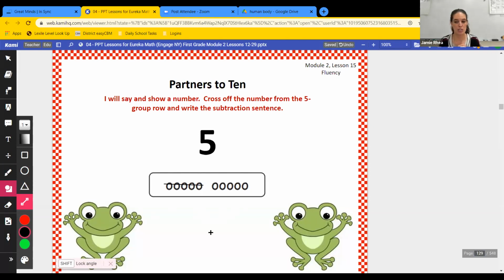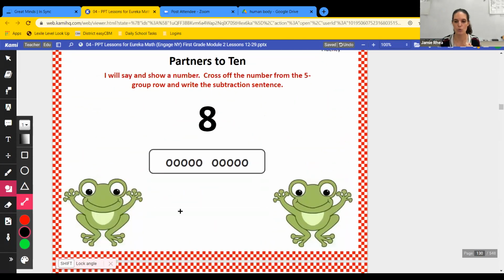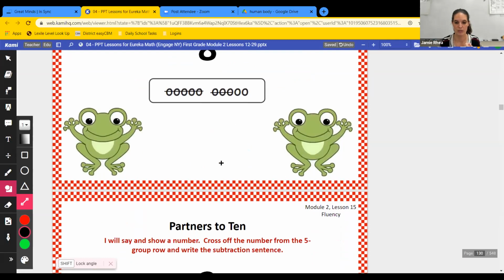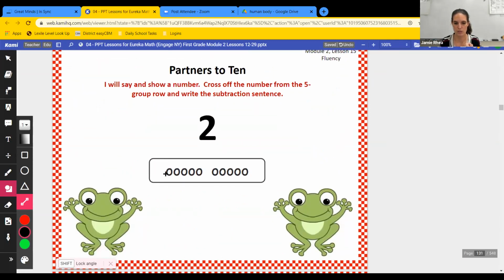And then I'm going to make a subtraction sentence. I'm going to say 10 minus 5 is 5. And you can see it's right there. Okay, so let's do the next one. Ooh, 8. So let's cross off 8. 5, 6, 7, 8. So now I can say 10 minus the 8 we crossed off leaves me with 2. Ooh, this time I got to cross off 2. So here's my 10 minus 2 equals, here's 5, 6, 7, 8.